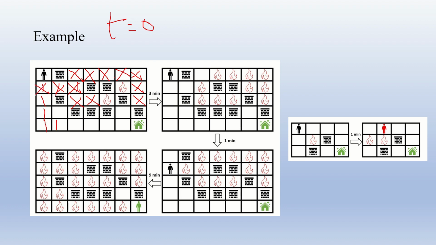This fire cell will fire this cell. The person moves here. This fire cell will be here. The person moves here. This cell spreads here. Next the person moves here. This cell will be fired. Next the person moves here. The cell will be fired. Finally, the person will reach the safe house.